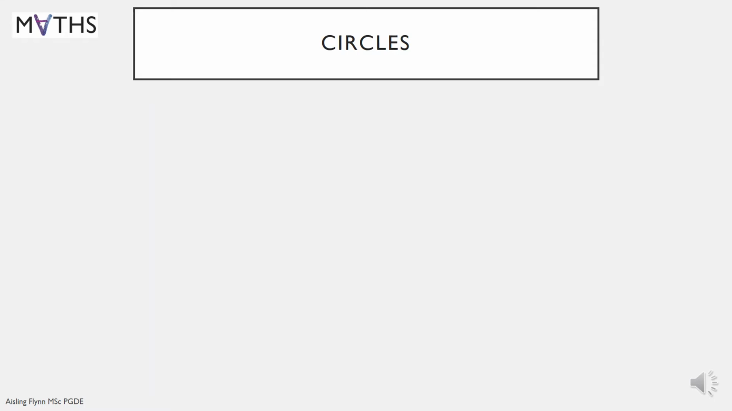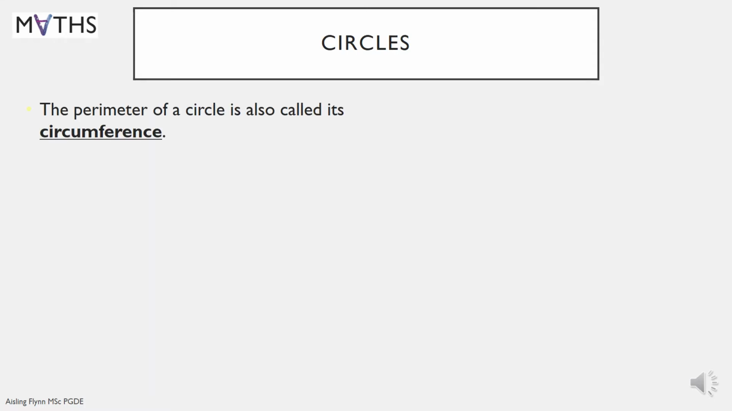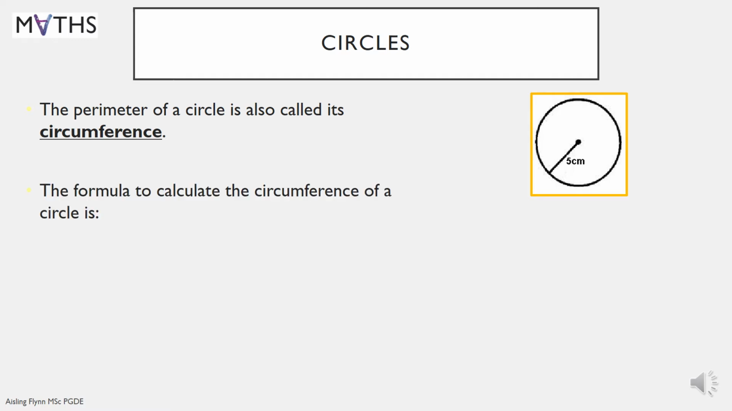All right, circles. Firstly, the perimeter of a circle is also called its circumference. So the distance around the outside is also called circumference. We use a formula for anything circular. The formula to calculate the circumference of a circle is L for perimeter equals 2 pi r.